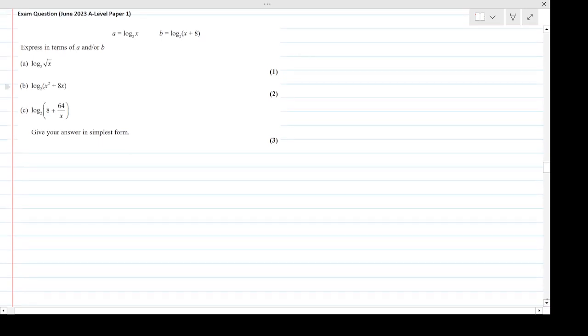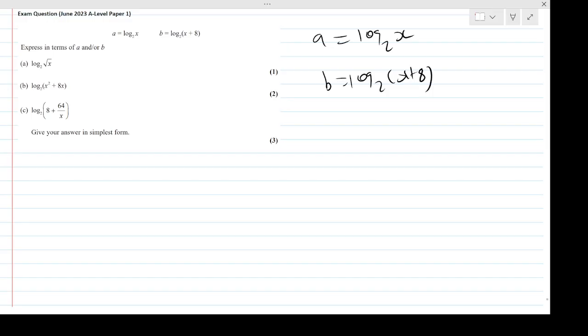So here we are told that a, the value of a, is log base 2 of x, and b is log base 2 of x plus 8. So what we need to find, in terms of a and b, these two logs specifically, we first need to find the log base 2 of root x.